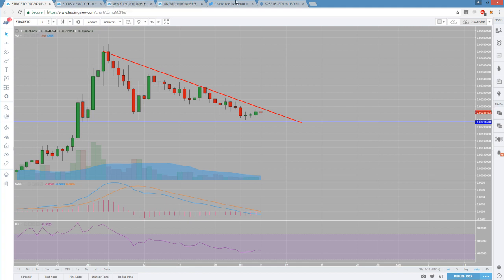So that's what we've got heading into tomorrow. All eyes on Ethereum, caution on LTC.